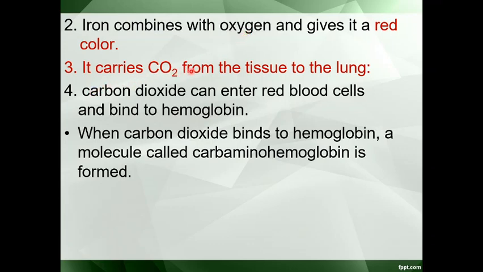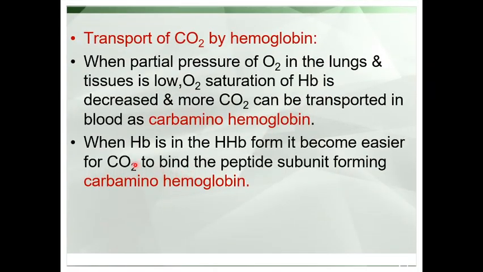It also carries carbon dioxide from tissues to the lungs. Carbon dioxide can enter the red blood cell and bind the hemoglobin. When carbon dioxide binds to hemoglobin, a molecule called carbaminohemoglobin is formed. When the partial pressure of oxygen in the lungs and tissue is low, that is, oxygen concentration is low, obviously the saturation of hemoglobin is decreased. Oxygen is low, hemoglobin will not bind with the oxygen, and in this way, more carbon dioxide can be transported in the blood as carbaminohemoglobin.